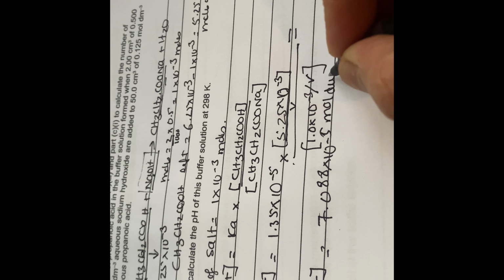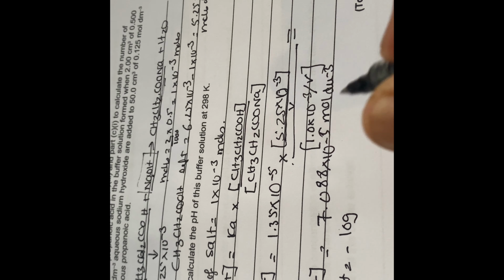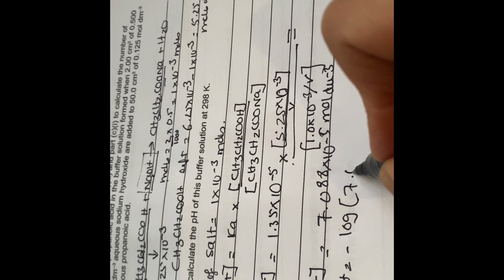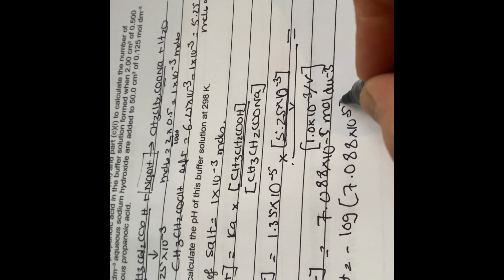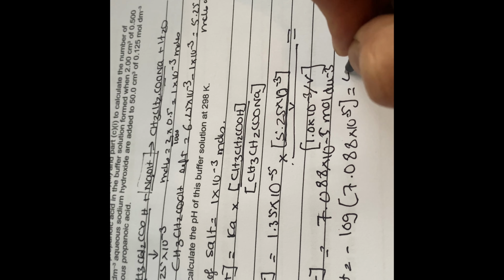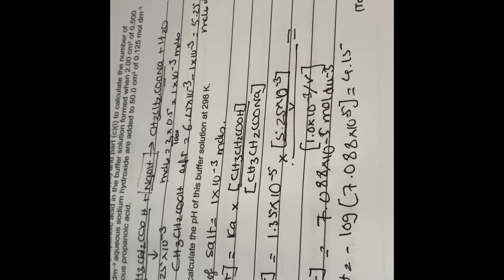So the pH equals minus log of that value, which gives you 4.15. This is how you do a calculation for a buffer solution. I showed you step by step: working out the pH of the weak acid, working out what happens when you react the acid with the base to get a salt, and then working out the pH at the end.